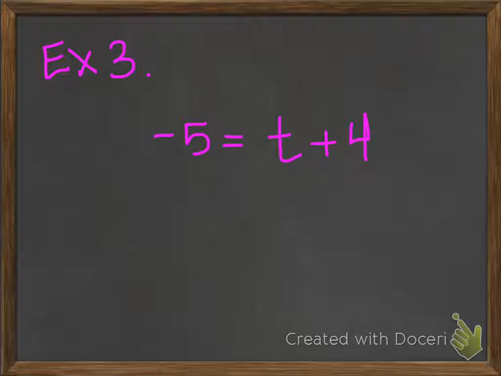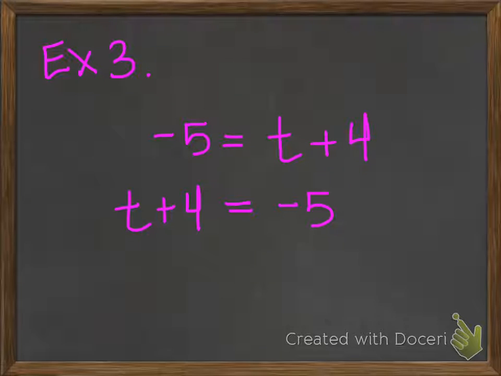So what I'm going to do is go ahead and rewrite this before I start. So I'm going to rewrite t plus 4 equals negative 5. All I've done is I've moved the t plus 4 over to the left side, and I moved the negative 5 over to the right side. I'm allowed to do that.